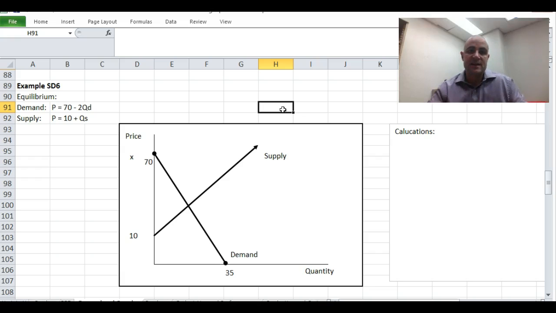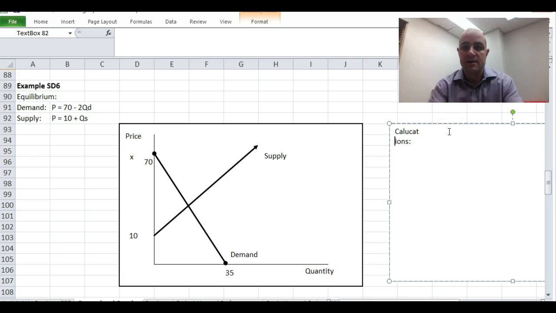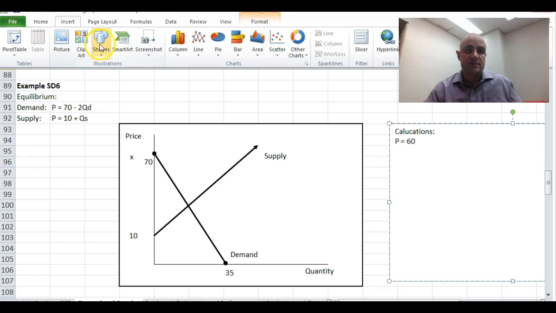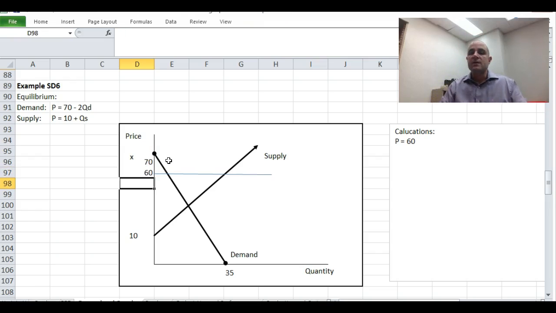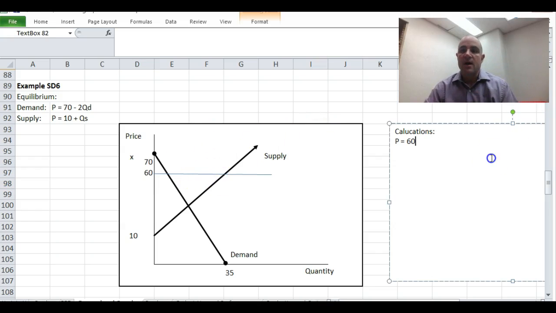And so let's look at the case where, let's say, price equals 60. So we're saying that the price in the market is 60. Let's insert a line right here, roughly, and we know that is 60. Right. So what's going on there? Let's take a look.